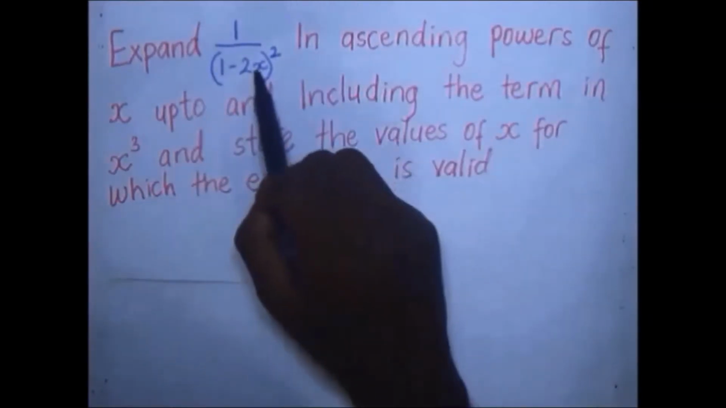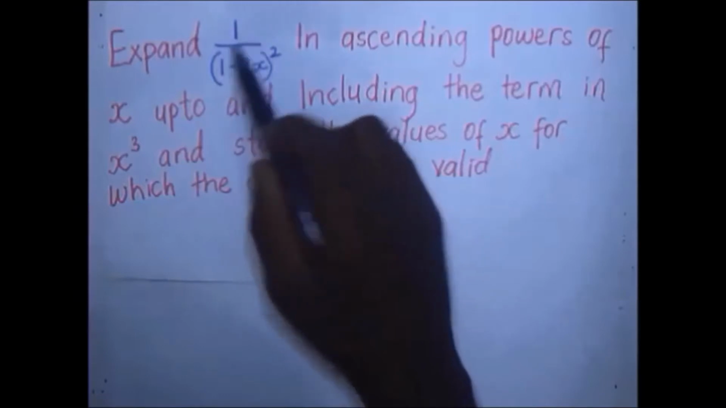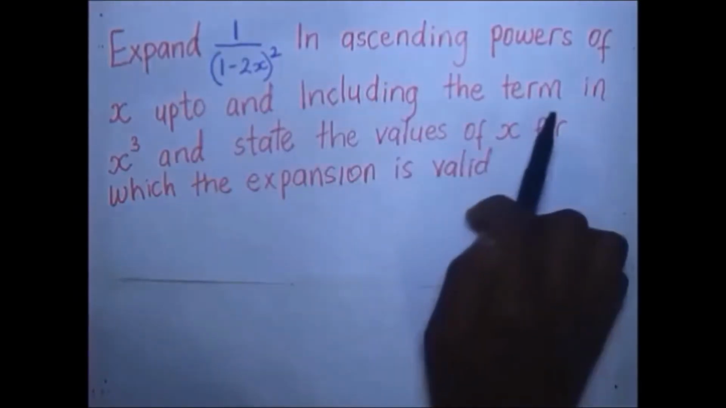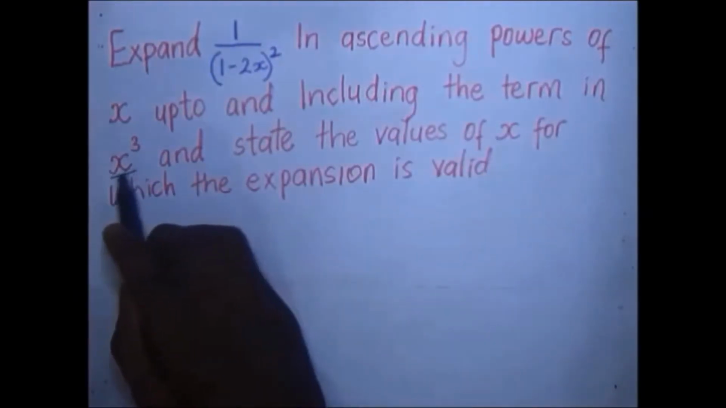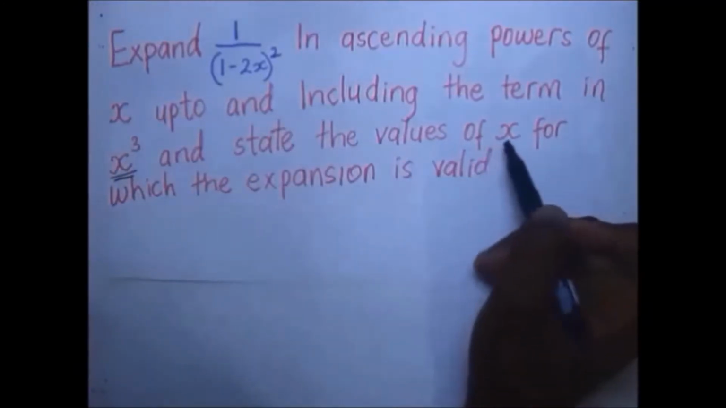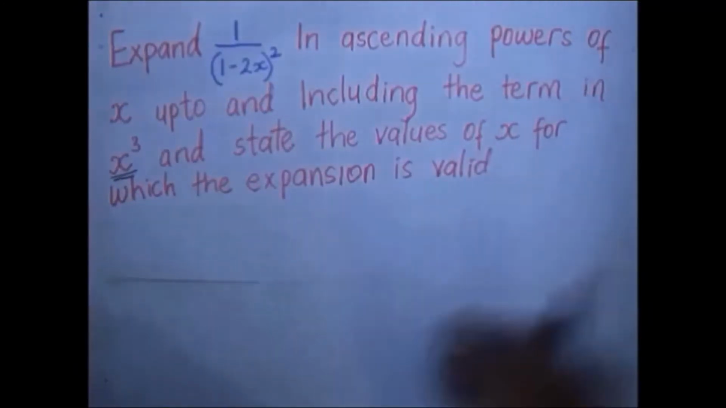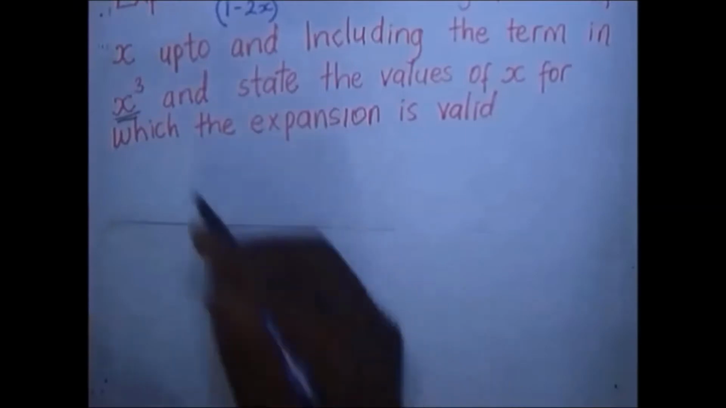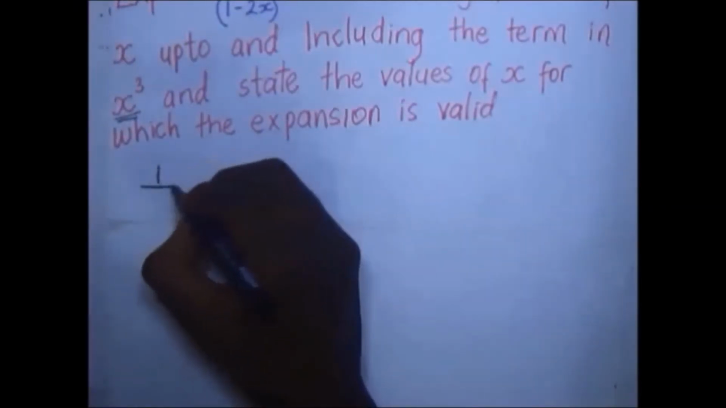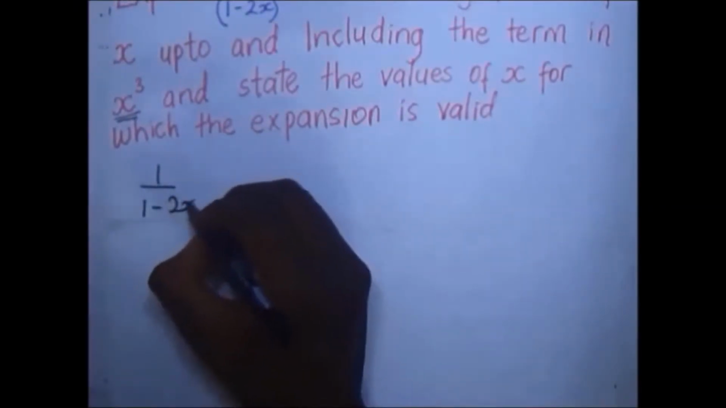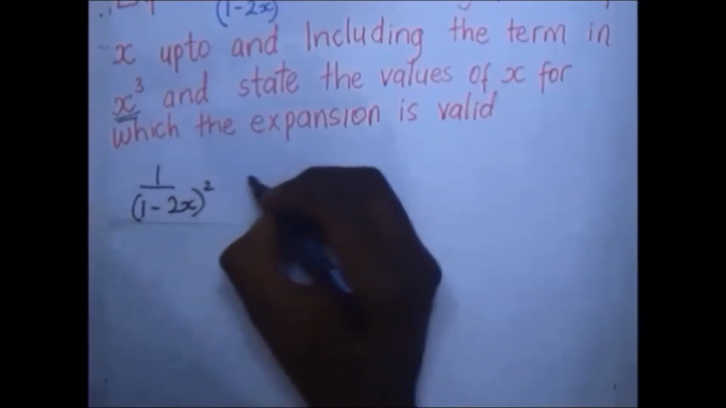So we are going to do this in ascending powers of x. We are going to expand this expression, and we are supposed to include terms up to x to the power 3, and then we state the values of x for which the expansion is valid. So we begin. So we are expanding this value, 1 over 1 minus 2x. This is to the power 2.